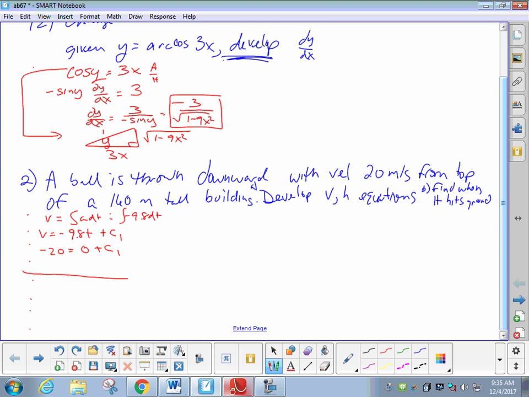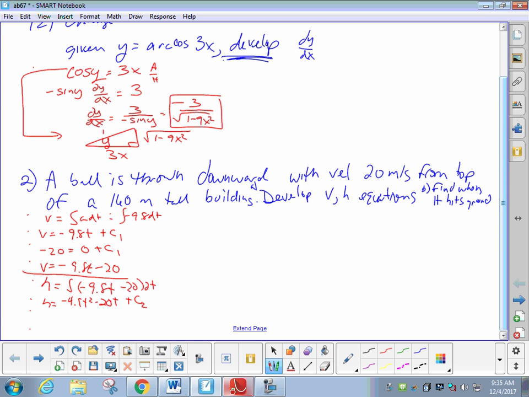And then last but not least, identify the answer. Velocity is negative 9.8 t minus 20. That's the 4 things I expect: the antiderivative, the integral, the initial being used, and the answer. Do the same thing for height. Height is the antiderivative of velocity, so the antiderivative of negative 9.8 t minus 20 with respect to time. Show the antiderivative, negative 4.9 t squared minus 20 t plus c2, or new constant.